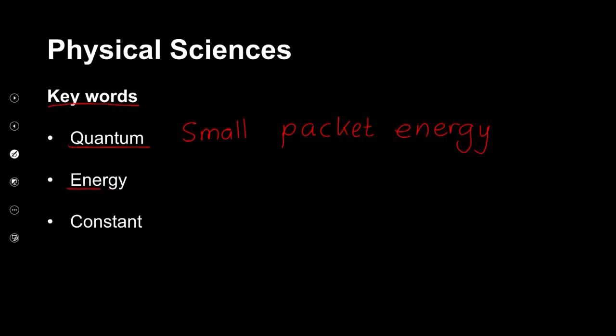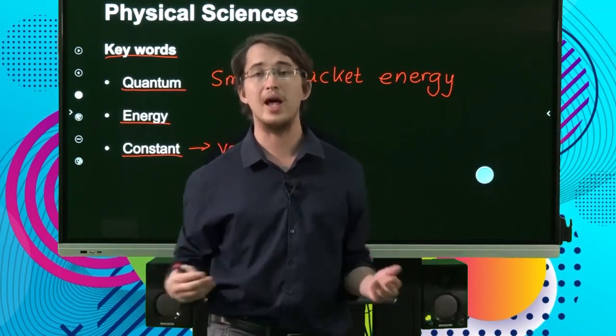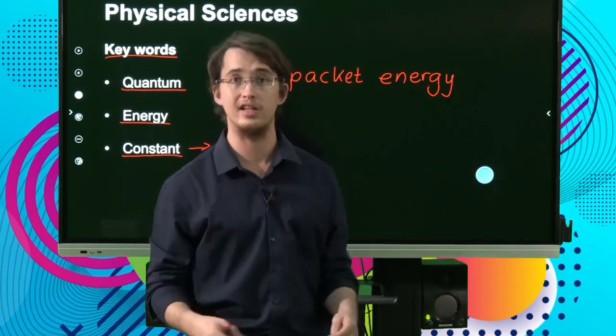Our next key word is one we've used before, energy. And we know that energy is simply the currency by which things change in our universe. Our last word that we need to be familiar with is constant. One that's quite common in mathematics, but also in physics. A constant is simply a variable that always remains with the same value in every equation that it is used in. So now we've got these key words to help us along the way. We now can start to unpack this idea of what a photon actually is.